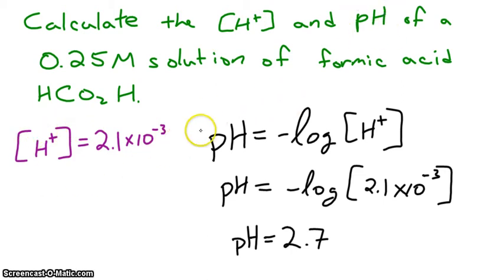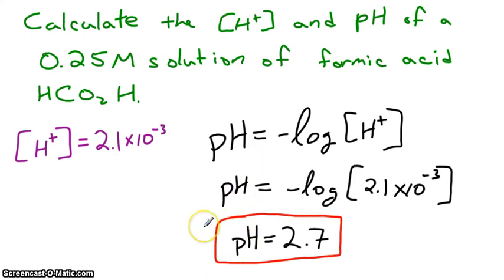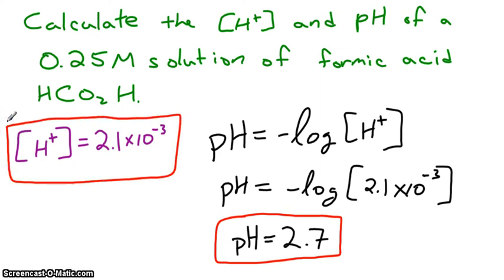we're going to use the pH equation, substitute in the hydrogen ion concentration to determine the pH. After doing that, you will determine that the pH is 2.7, hydrogen ion concentration 2.1 times 10 to the negative third. Those are the answers to the problem.